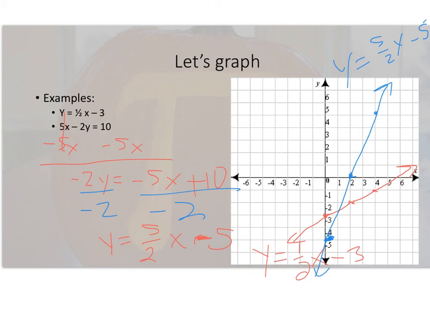So, a little bit of review. Hopefully, if you ever forget how to graph and use slope-intercept form, you can go back and watch the video.